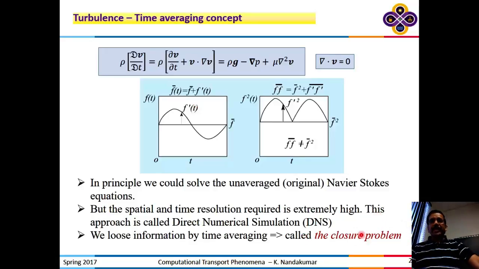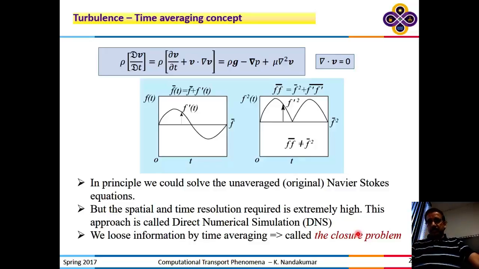So we need to provide an equation to model what these correlations of fluctuations are. In terms of what? In terms of the mean field. Because ultimately what we need is an equation only in terms of the mean field. So we will have a mean field for velocity, a mean field for pressure, but an additional term that is a correlation of the fluctuating velocity components. If I can relate that to the mean field by providing a closure relationship, a model, then I have solved the turbulence problem.